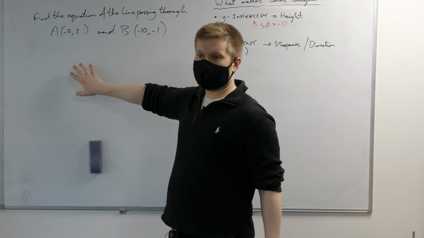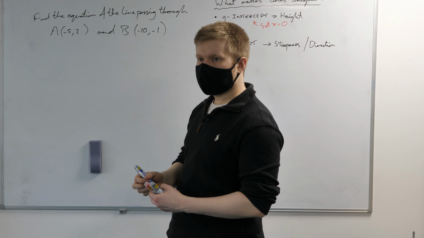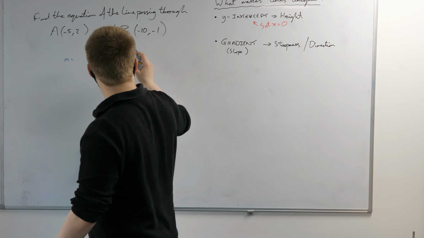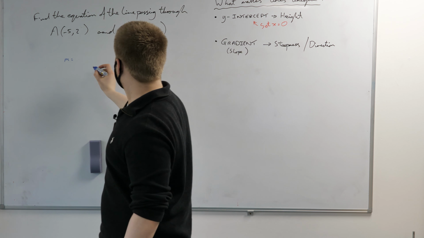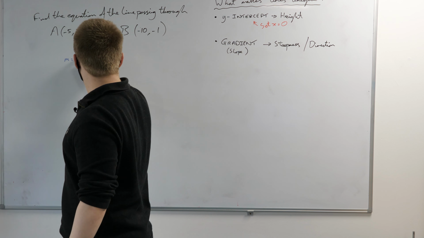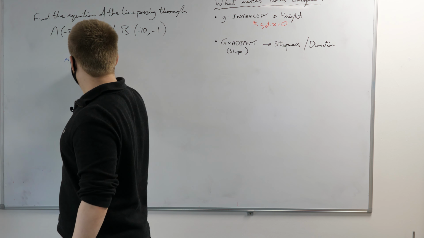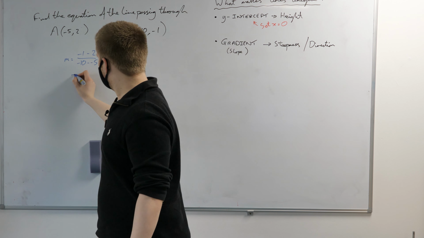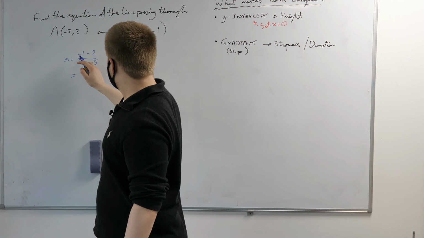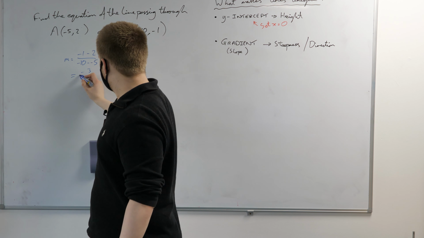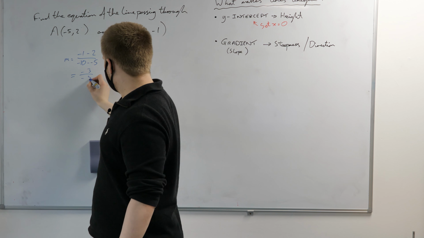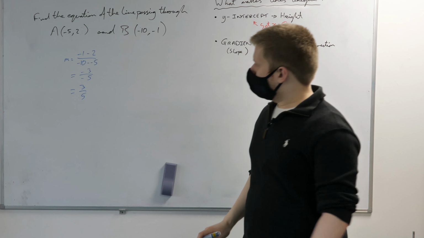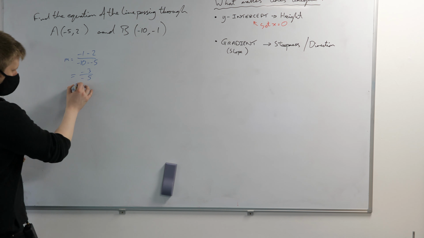Okay, talk me through your working. M equals -1 minus 2 over -10. Yeah, so -1 taking 2 over -10 minus 5 equals -3 over -5, which is absolutely right, cancels down to 3 over 5. Well done, okay. That's your gradient, it's 3/5.